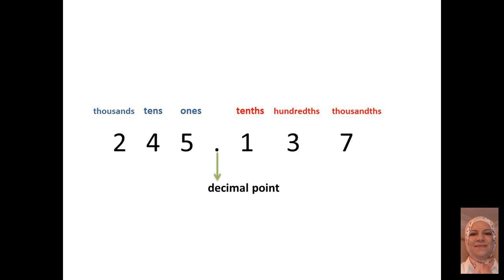In the ones place you have 5. In the tens place you have 4. In the hundreds place you have 2. After the decimal point we said we have the parts of the whole. So this one is 1/10, 3 is 3/100, 7 is 7 thousandths.